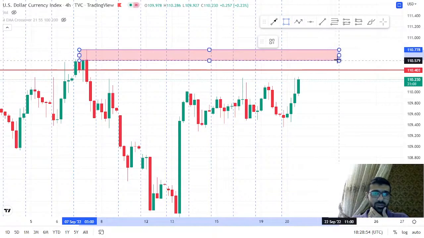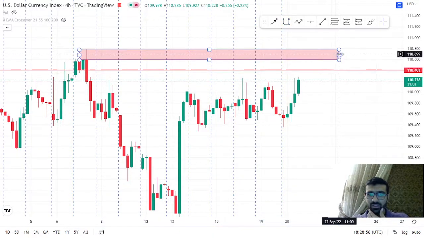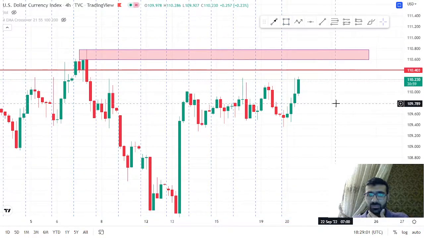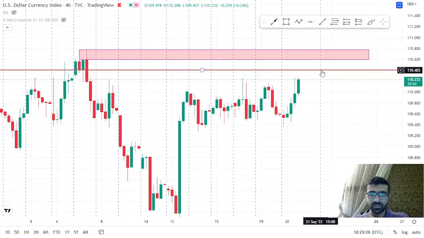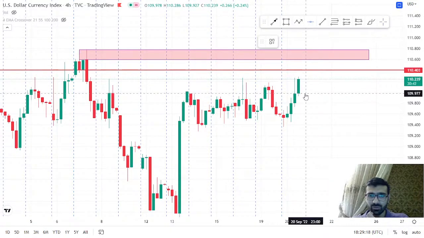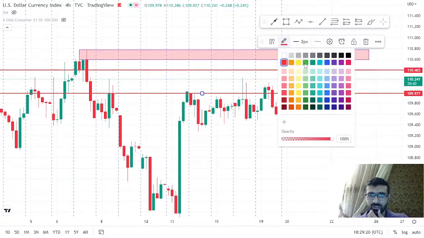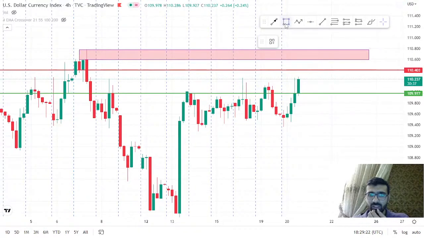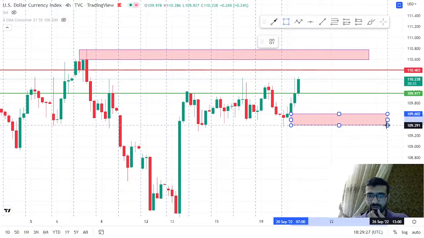Okay, so these will be my areas of resistance. So this would be my short-term area of resistance, and my short-term support area would be over here. Let me mark my short-term area of support, which will be this area. Let me turn it into green color, and let me also mark my recent short-term support area, which will be this.